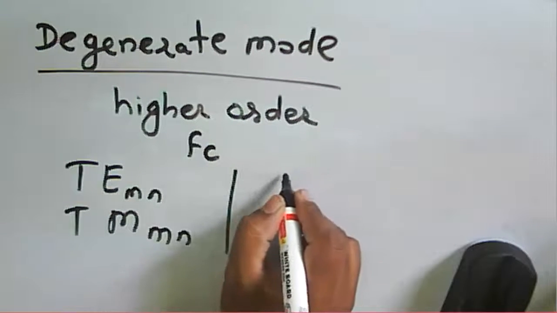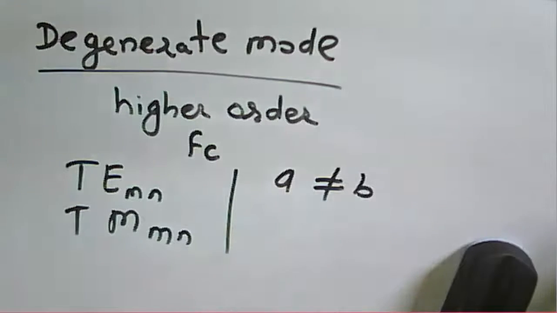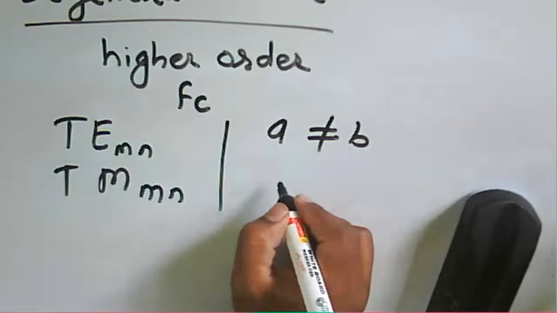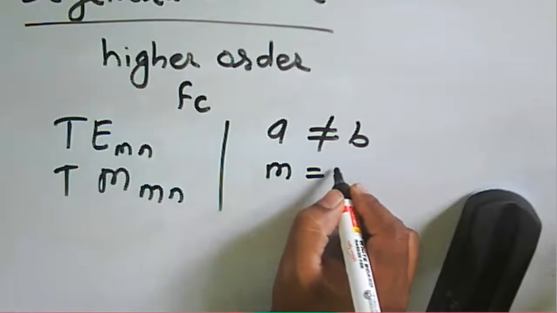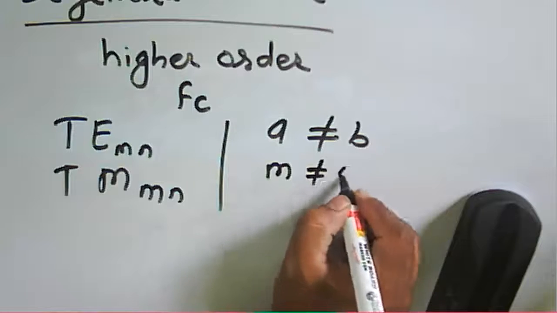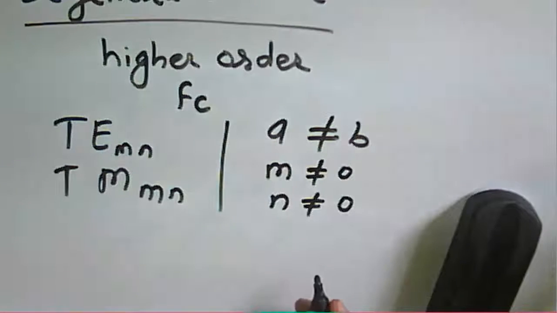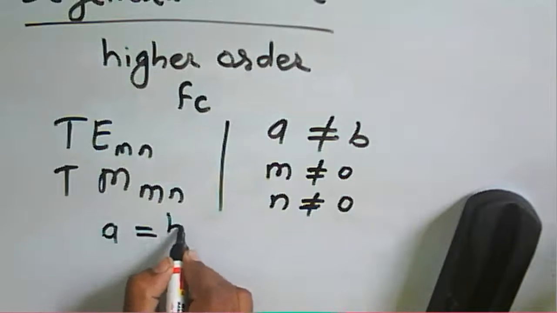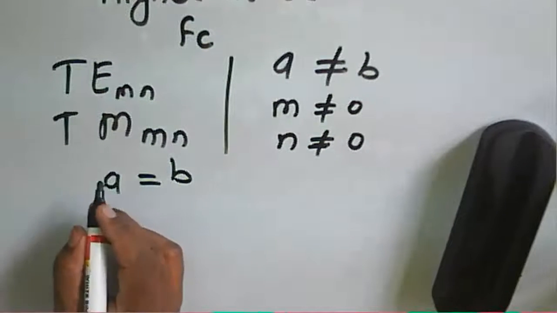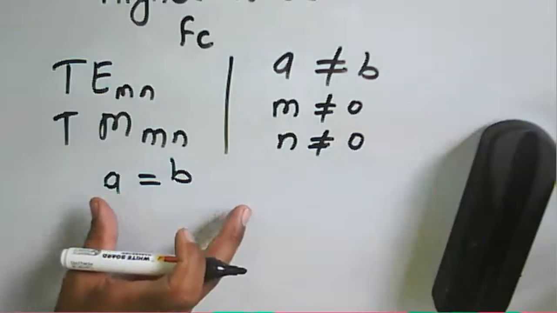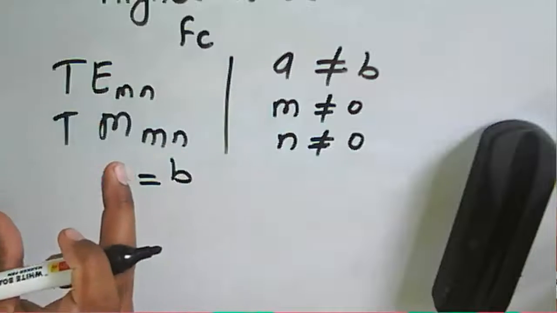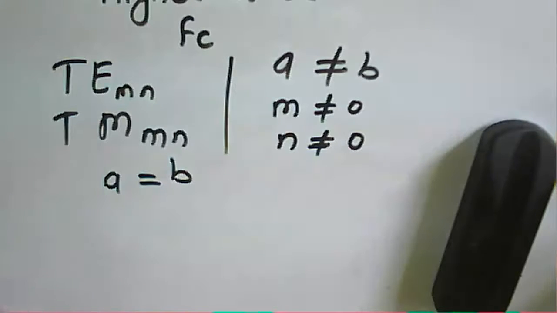The condition is that a should not be equal to b, and both m is not equal to 0 and n is not equal to 0. That is the condition. But if you consider a square waveguide, it means a is equal to b. If it is a square waveguide, then there is a possibility to generate degenerate modes, meaning higher order modes having the same cutoff frequency. That is called a degenerate mode.